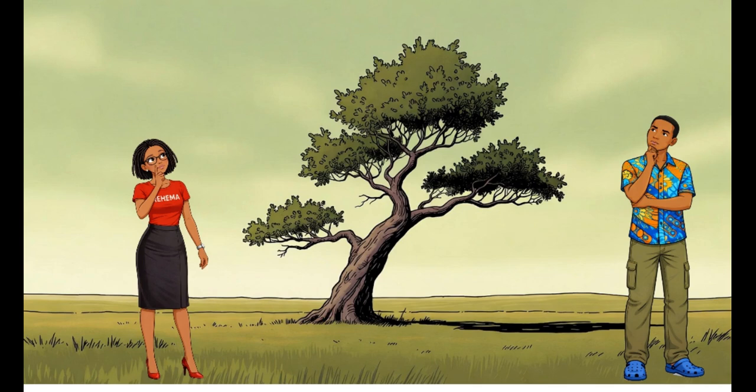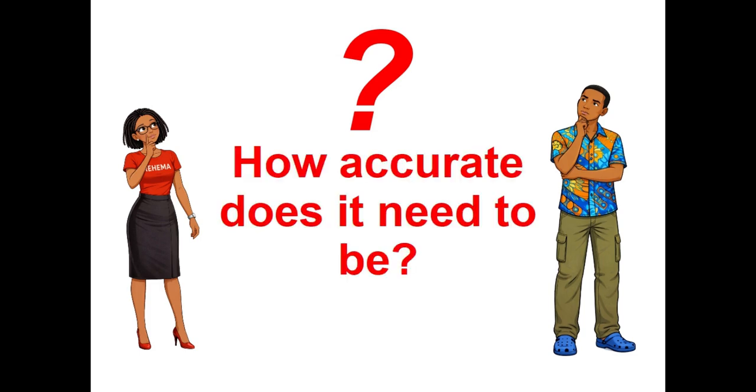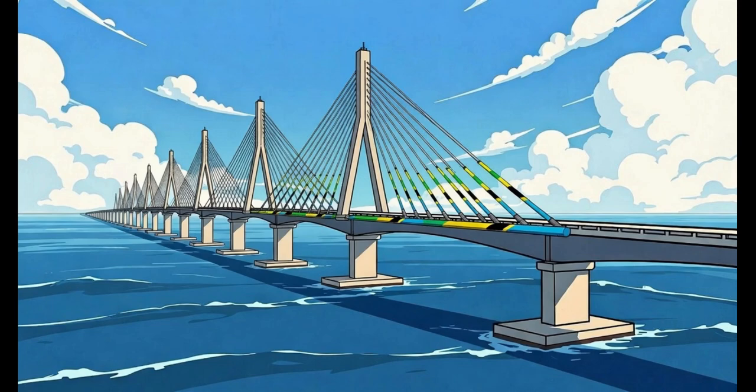Chapter 1. Before I explain how to calculate the height of a crooked tree, I need to tell you something important about measuring. When we measure something, we always have to ask ourselves, how accurate does it need to be? Sometimes we need very precise figures. For example, when building a bridge or an aeroplane. But when we want to measure the height of a tree, it is usually enough to know the approximate height.